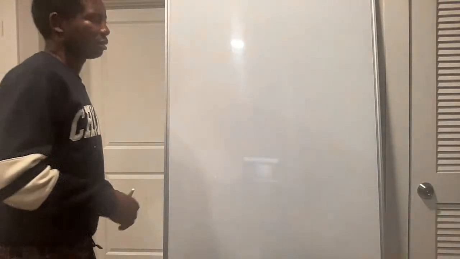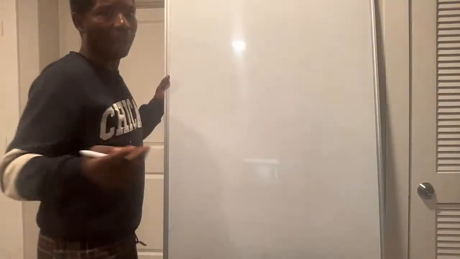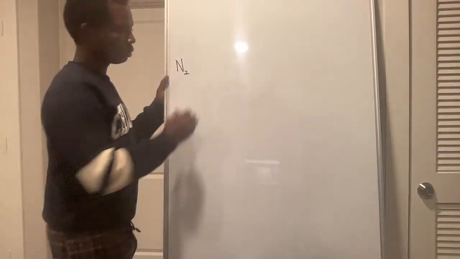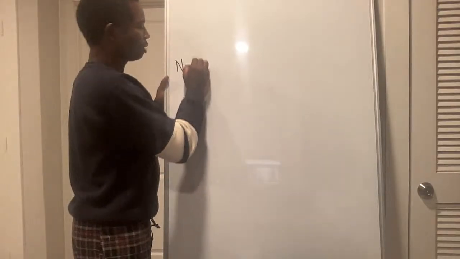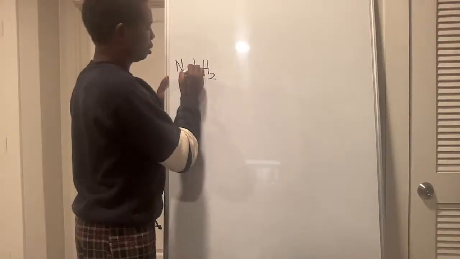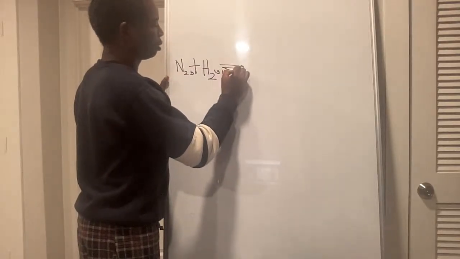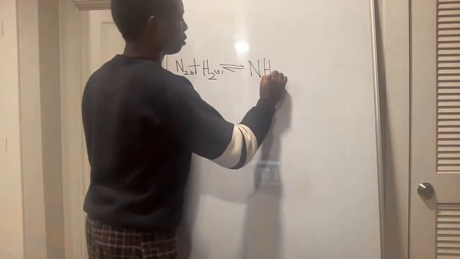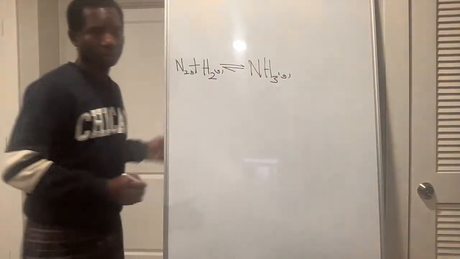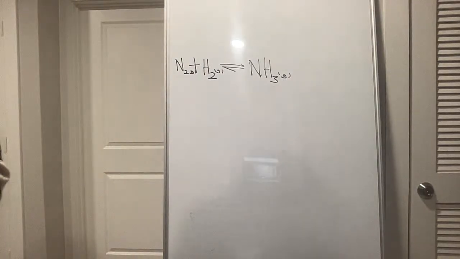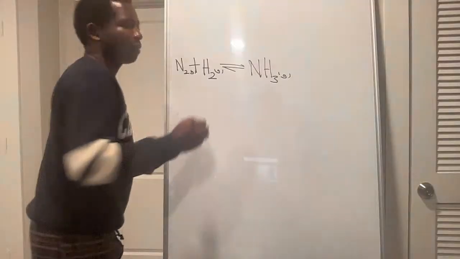Let's look at how ammonia is formed. When nitrogen gas reacts with hydrogen, it's going to give us what? Ammonia. Ammonia is a gas. So now let's proceed. What next? Let's balance our reaction.